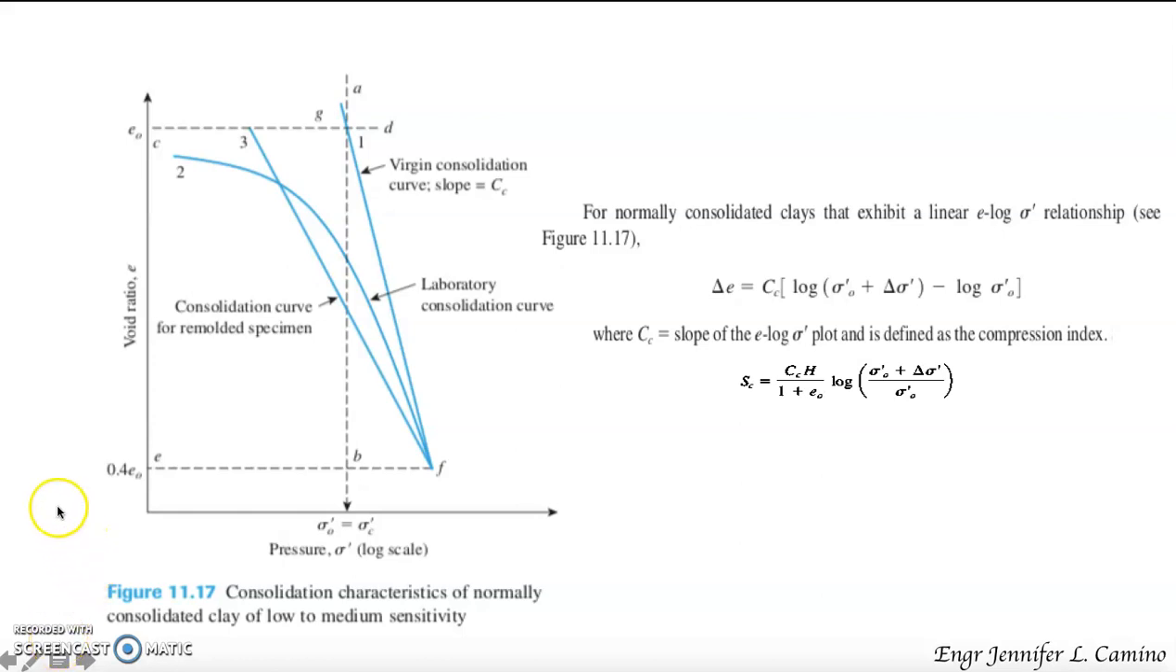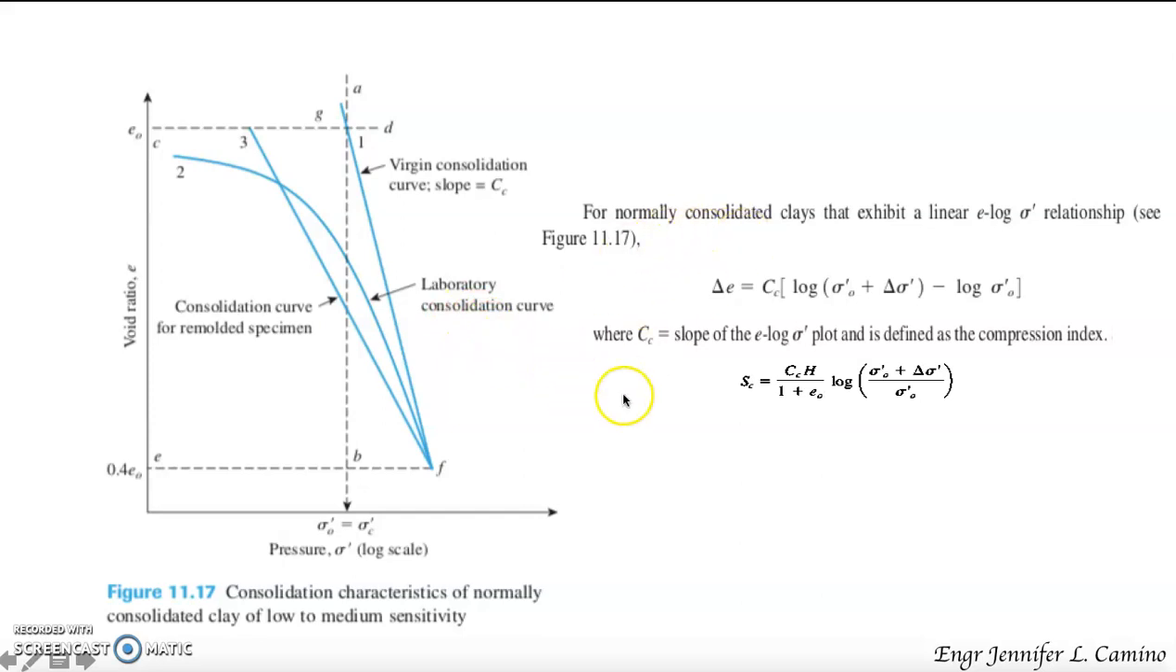Okay, as we continue, we have here a figure showing the consolidation characteristic of normally consolidated clay of low to medium sensitivity. We try to graph our pressure versus the void ratio. What can be shown on this figure are the virgin consolidation curve, the slope C sub C, the consolidation curve for remodeled specimen, and the laboratory consolidation curve.